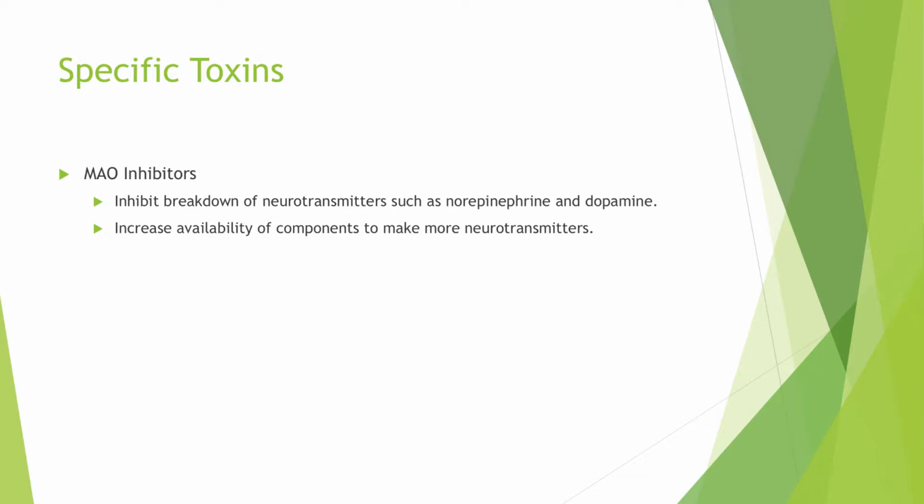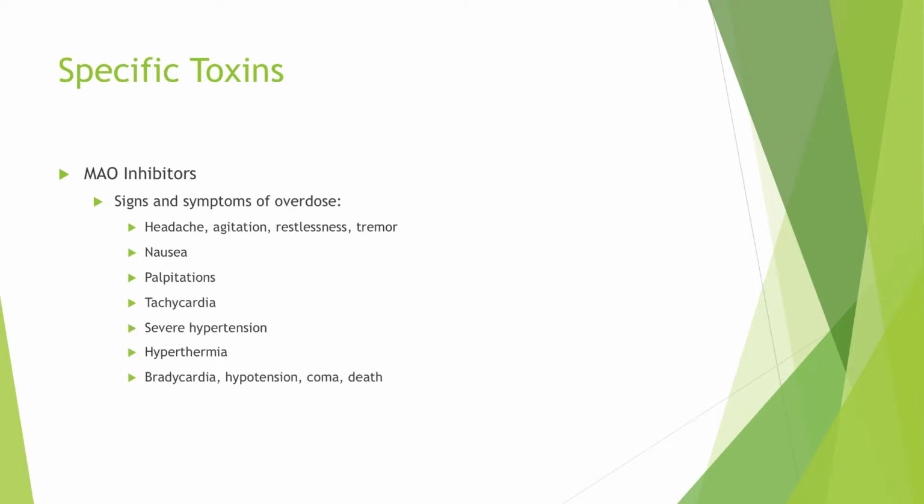Tell you what, that's really going to screw up your behavior and your neural functions. So signs and symptoms are going to be stuff like headache, agitation, very restless, tremoring. So those are all CNS things, okay? May precipitate nausea because of some of the headache and agitation things. You may see some palpitations and tachycardia. Start seeing some severe hypertension going along with that.